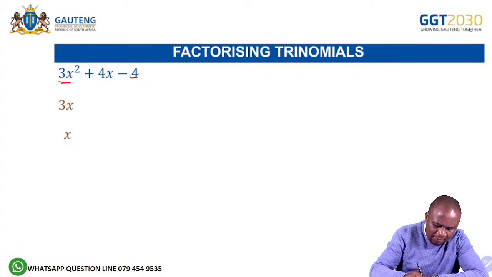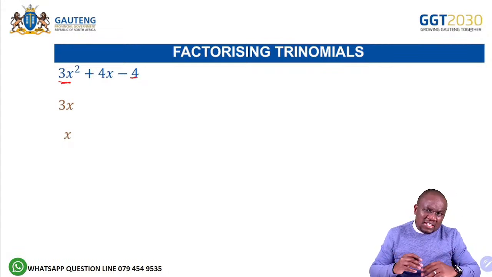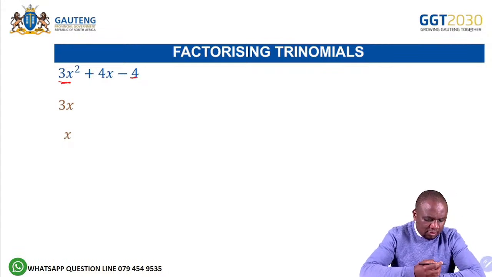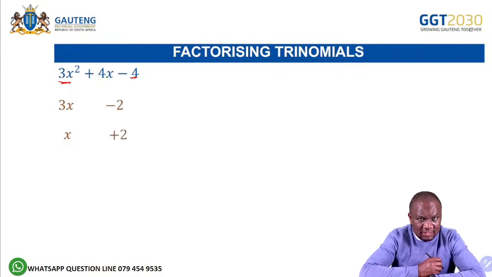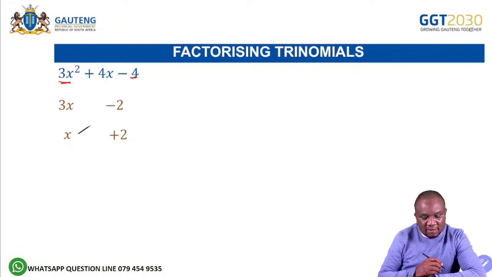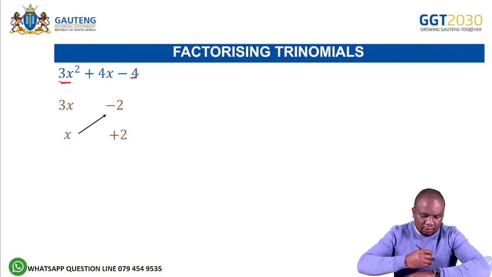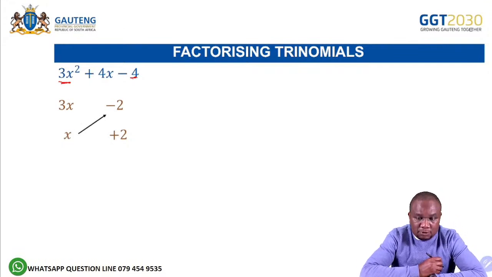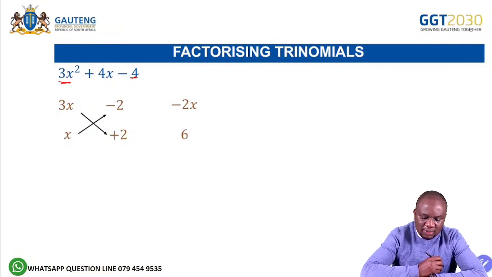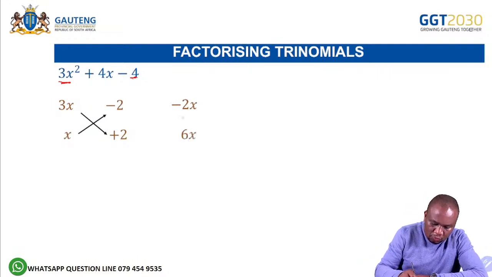We look at the last term. Let's check which factors we can use here. We have negative 4, so I've broken this into negative 2 and positive 2. You see that? Then we multiply x times negative 2, like cross multiplying sort of thing. X times negative 2, we get negative 2x. And then 3x times positive 2, we get 6x. Now, when we add these two, we must get the middle term, which is positive 4.